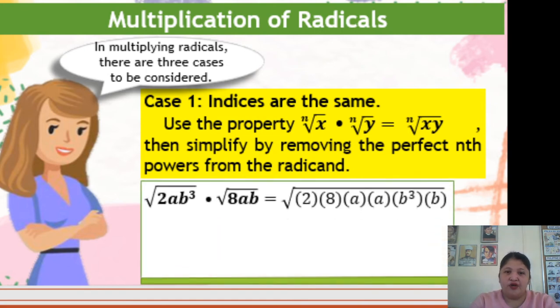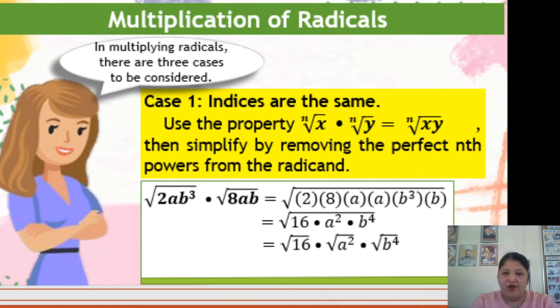For example, we have here square root of 2ab cubed times square root of 8ab. Since we can simplify them, we have now, as you can see here, 2 and 8, and then a times a, then b cubed, and then b. So, this will be equal to 16 times a squared times b to the fourth, and then we separate them. We have now square root of 16 times square root of a squared times square root of b to the fourth. Now, the answer would be 4ab squared.